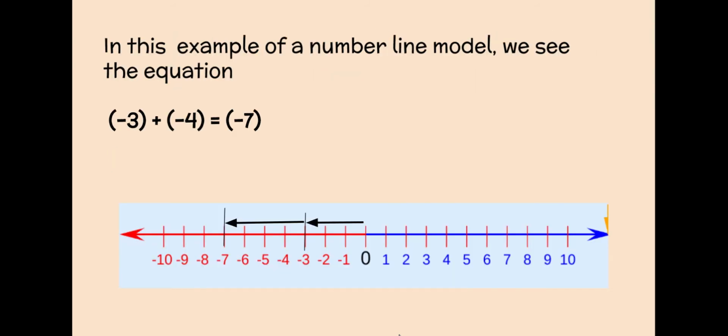Another example of a number line model here, we see the equation negative 3 plus negative 4 equals negative 7. So again, we start at 0, and you see it goes to the left until it stops at negative 3, and then it continues on for another 4 spaces to the left, which means we're adding a negative. So our model would show negative 3 plus negative 4 equals negative 7.